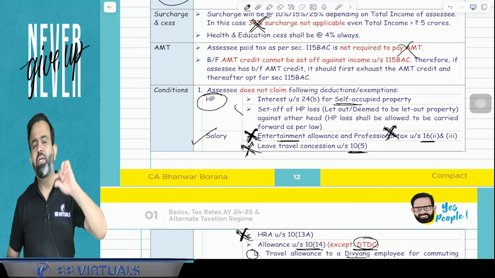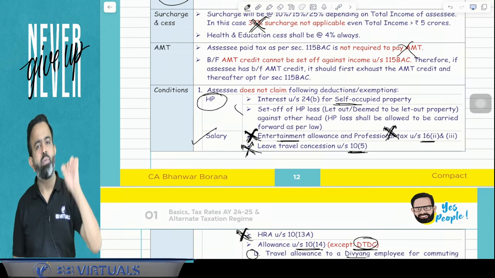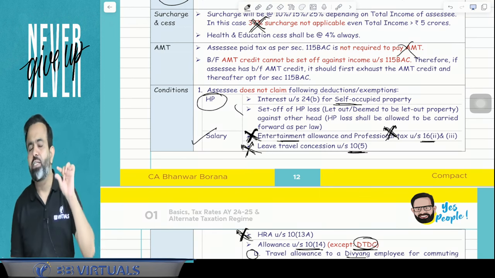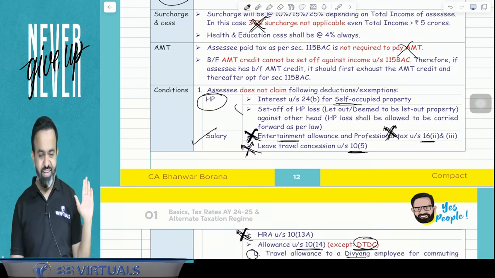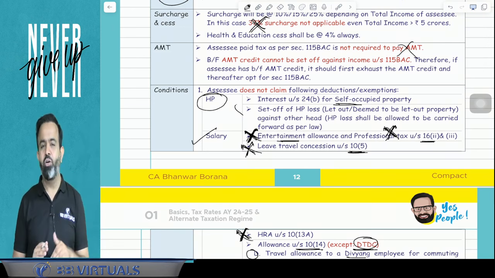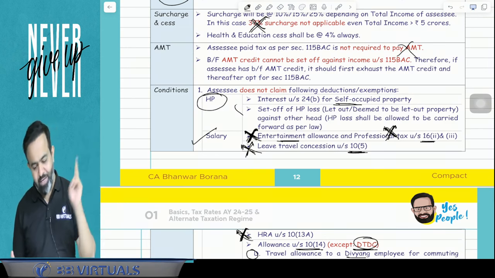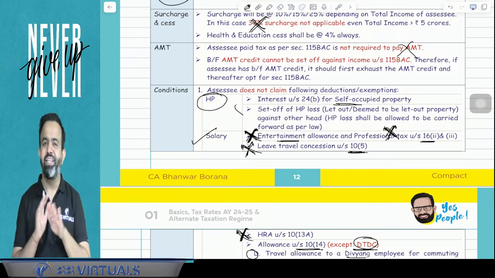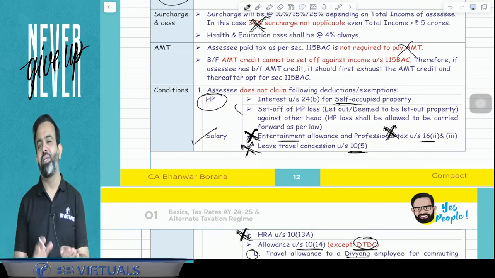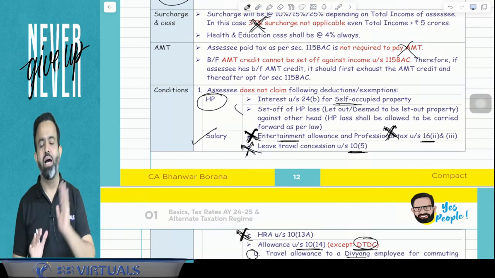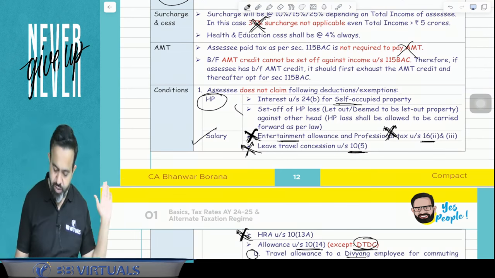But guys, if there is a loss under house property due to the let out property or deemed to be let out property, then that loss is not allowed to be set off against any other head of income. Normally, house property losses can be set off against any other head of income up to 2 lakh rupees. But if you are opting for this section, then that is not applicable. It means house property losses are not allowed to be set off against any other head of income. It has to be carried forward only.